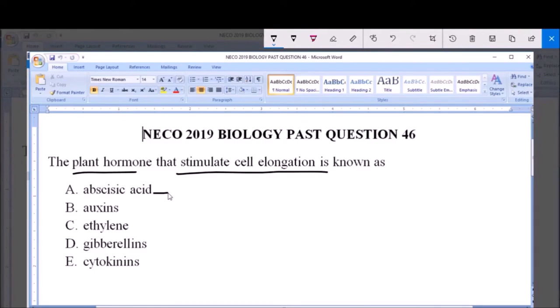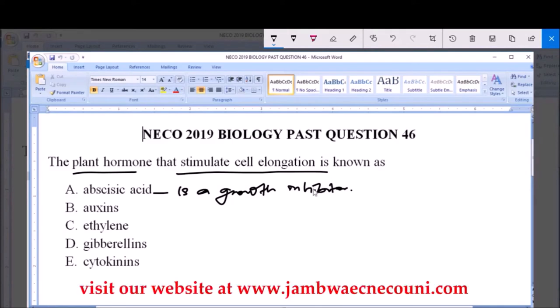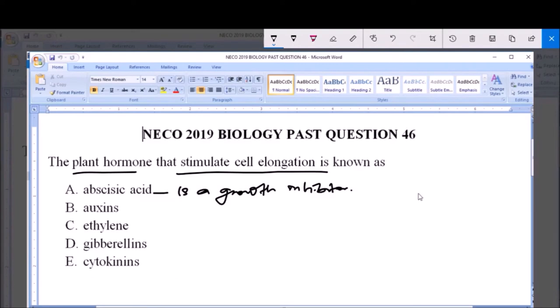Now let's check out the use of these hormones. A says abscisic acid. Abscisic acid is a growth inhibitor, meaning that it inhibits growth and therefore will not stimulate cell elongation. It also plays a role in abscission. Abscission simply means the falling of plant parts. For instance, the falling of leaves or fruits after aging is abscission. So abscisic acid stimulates aging and abscission and suppresses the growth of buds.